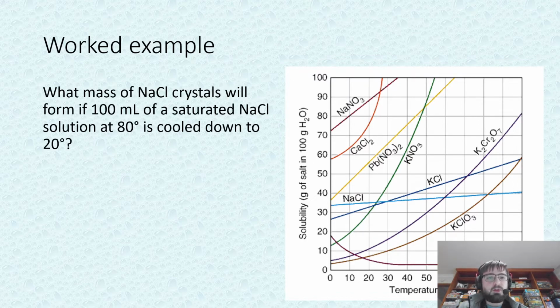So what mass of sodium chloride crystals will form if we've got 100 mils of a saturated sodium chloride solution at 80 degrees and we cool it down to 20 degrees? So at 80 degrees, it can hold 39 grams per 100 mils, per 100 grams. Remember, mils and grams are pretty interchangeable with water. So 39 grams here, all right? And when we cool it down to 20, it can hold 35 grams. So we'd expect 39 minus 35, which is going to be 4 grams of difference there. So we'd expect 4 grams of sodium chloride crystals to come out of solution there.